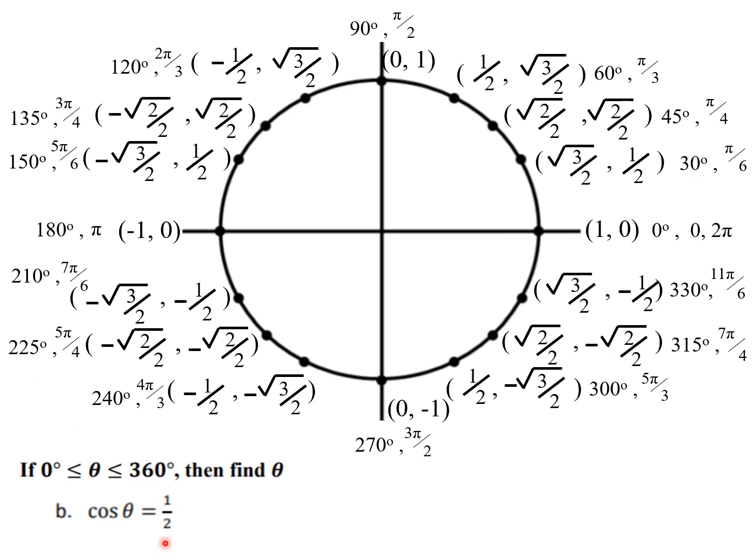What if the cosine is 1/2? Which points correspond to having a cosine, or an x-coordinate, of positive 1/2? Let's see, where would those be? Here's one. And there's one also. And those correspond to which angles? 60 and 300.